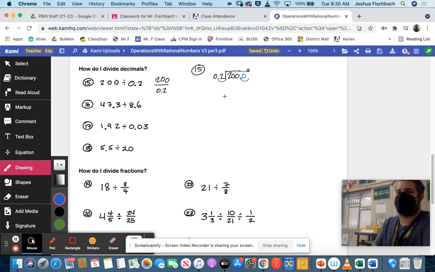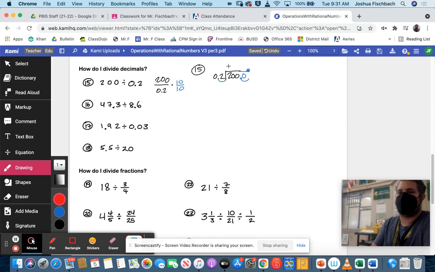Now add your placeholder zeros. What's actually mathematically happening there is you're multiplying the ratio top and bottom by 10. 0.2 times 10 is 2, and 200 times 10 is 2,000. So you're saying an equivalent ratio of 200 over 0.2 is 2,000 over 2. Basically, what's half of 2,000? And then you can do the math like normal once you have the algorithm set up.